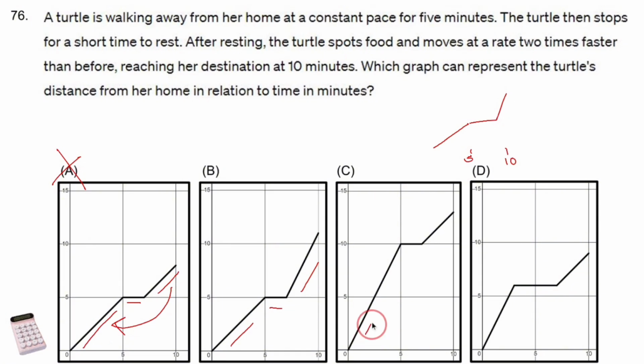C has me going really fast, stopping at 5, and then slowing down, because this slope is obviously not as steep as that slope. And then D kind of looks like the same thing, but I'm just going to ignore D because D has me stopping at like 3 minutes or whatever, and this has me stopping at 5 minutes. So D's no good. So yeah, B is the correct answer for this one.